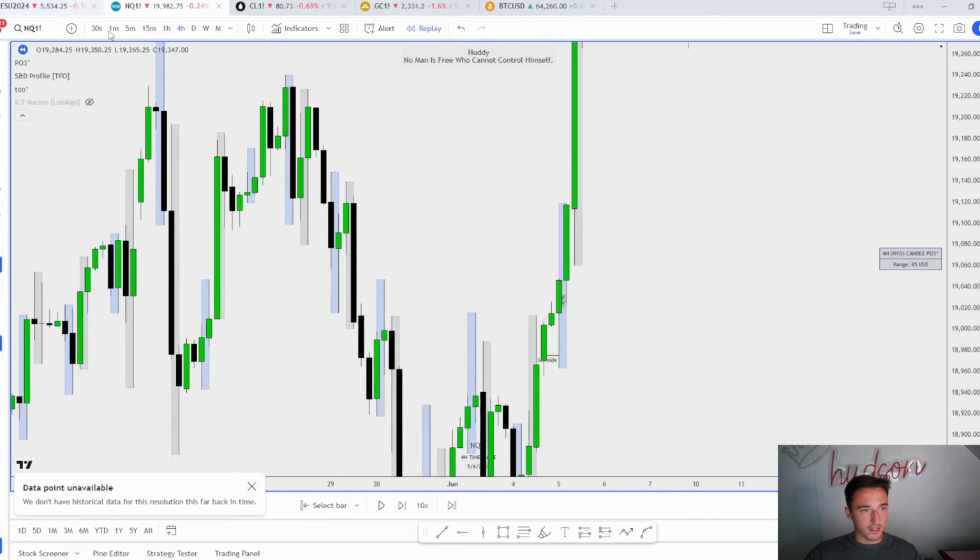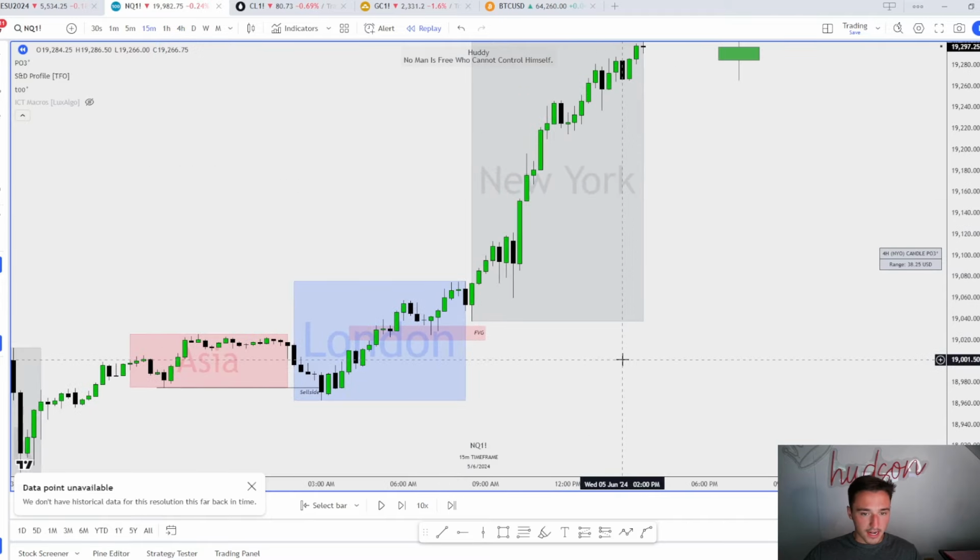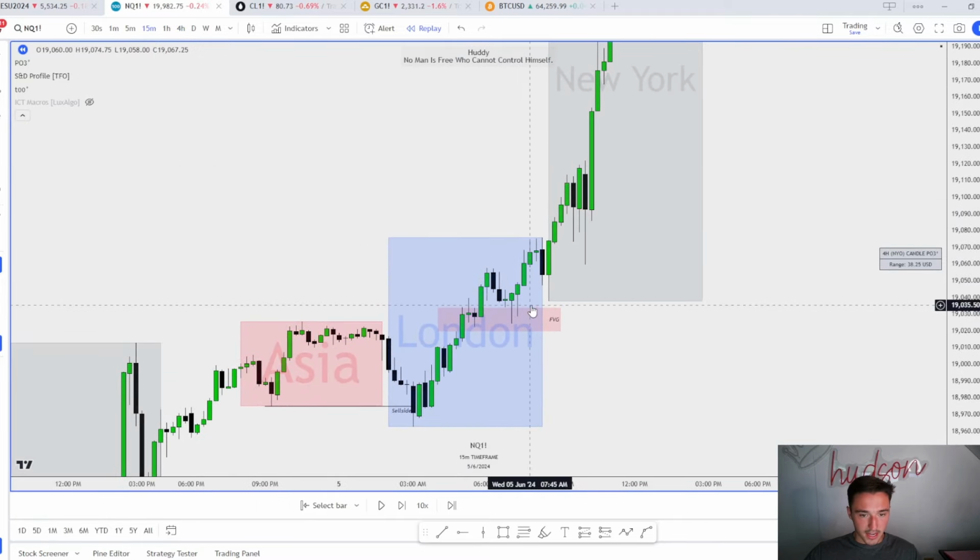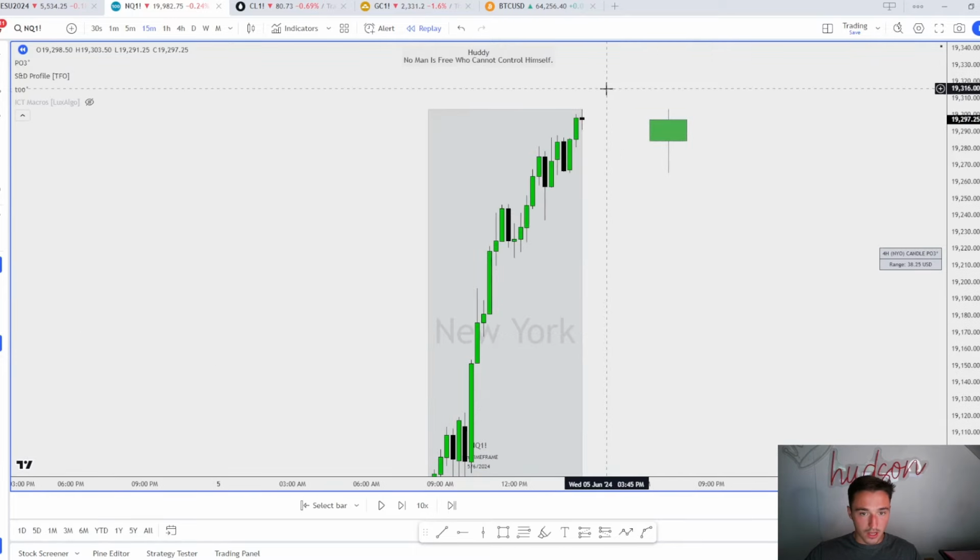Actually, no, it wasn't this day. Never mind, sorry. But right there, also the 15-minute right here, we see we rebalance that. What happens throughout this session? Create an order block, tap it. This order block holds up, actually a propulsion block holds us to just continue higher.